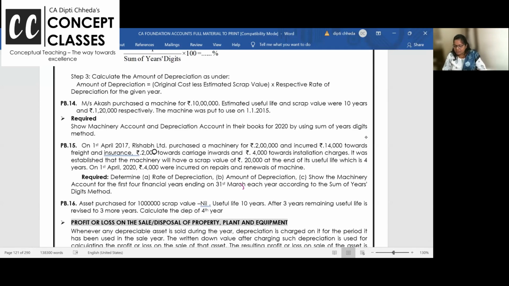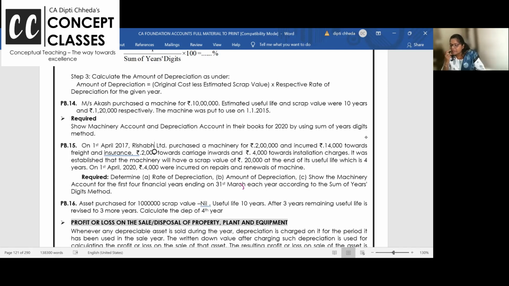Akash purchased a machine of 10 lakhs. Estimated useful life and scrap value were 10 years and 1,20,000, and the machine was put to use. Show the machinery account and depreciation account for 2020. Okay, they have asked for 2020, and this was purchased in 2015, and estimated life and all is given.